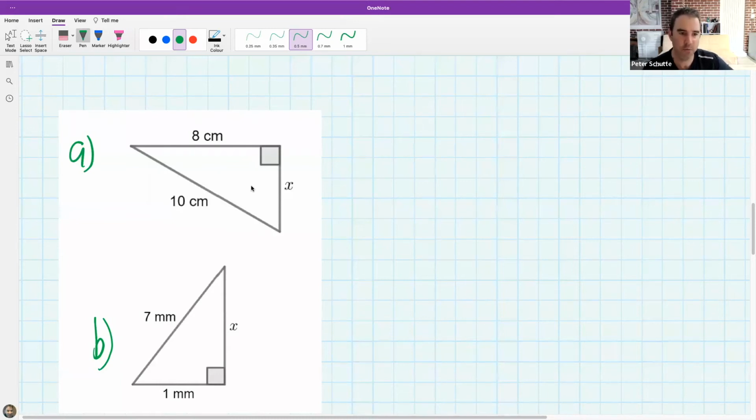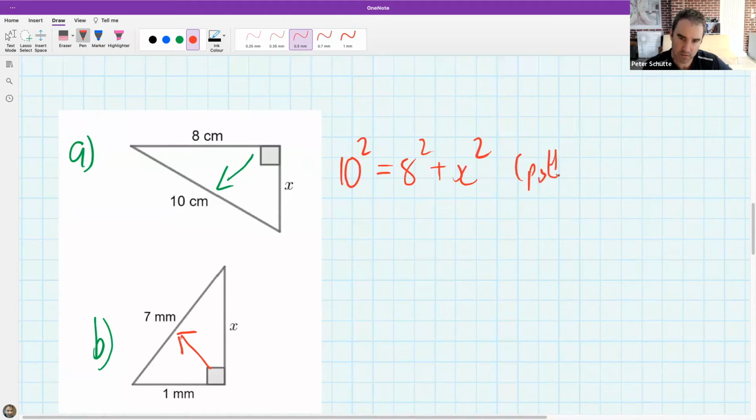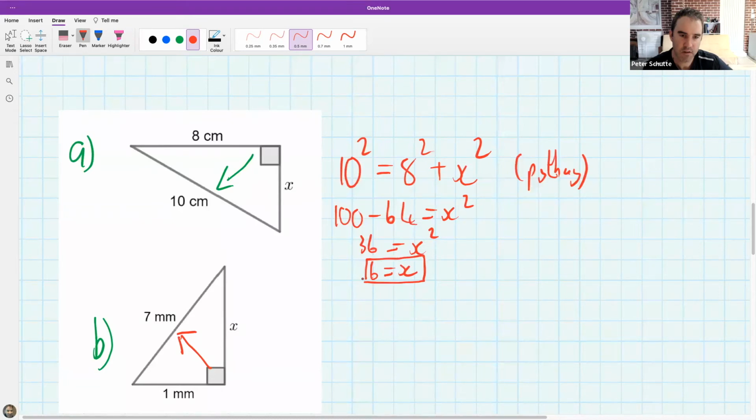I think the most important thing is to find the hypotenuse. If you find the hypotenuse, then you're onto something. Okay, so with A, we're going to get 10 squared is 8 squared plus x squared. And then we should get an answer of 6. Yeah. So x is 6 for A. What about B?